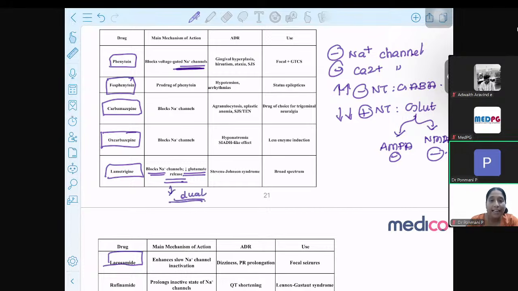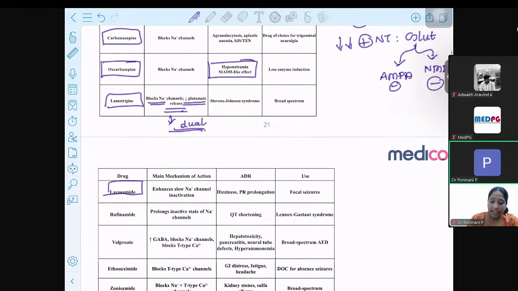So is there any ADR which I need to remember? Of course, I need to remember phenytoin. It is known to cause gingival hyperplasia and hirsutism, which is very important. And remember, fosphenytoin, when given IV, can cause arrhythmias in some patients, which is very important. The other important thing you have to remember is oxcarbazepine. Oxcarbazepine causes a SIADH-like effect and hyponatremia. And also, carbamazepine can cause SJS. Okay, so these things you need to remember.